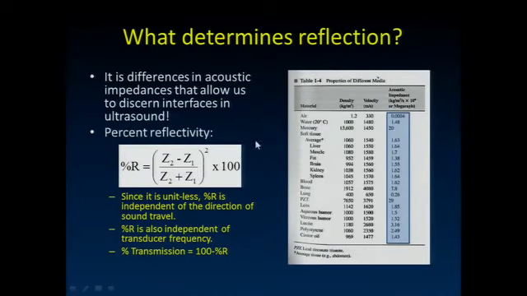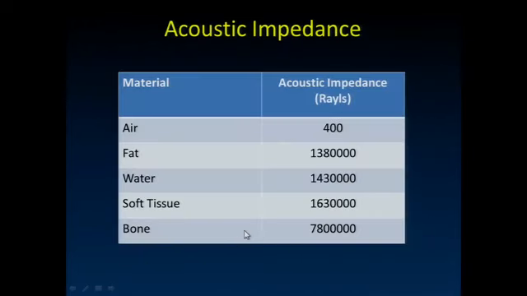So how do we calculate that? Well, how much percent reflection versus percent transmission do we end up with? Well, it turns out that if you have the acoustic impedances of the different materials, this equation, the difference between the two divided by the sum of the two, squared, times 100, will give you the percent reflectivity. So here's a nice table of acoustic impedances, right? And if you want to know how much is transmitted, you can just subtract the percentage you get here from 100%, and that'll tell you how much sound has traveled through.